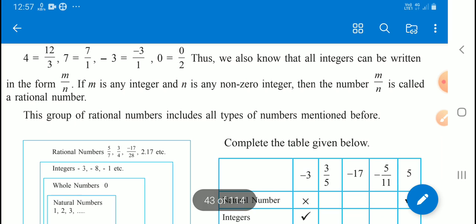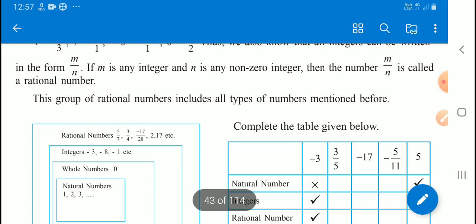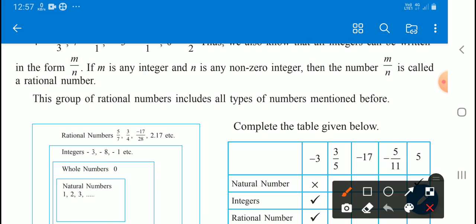If m is any integer and n is a non-zero integer, non-zero means n should not be 0, then the number m upon n is called a rational number. Okay, which number is known as the rational number? If we write the number in the form m upon n and n is not equal to 0, then the number m upon n is called a rational number.